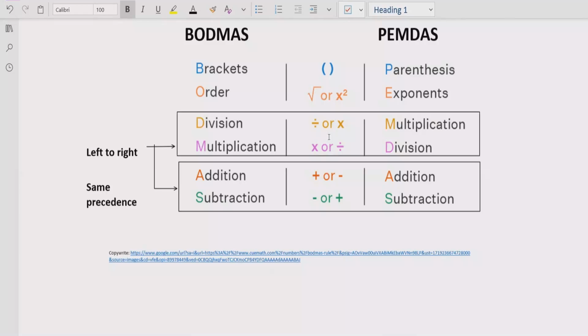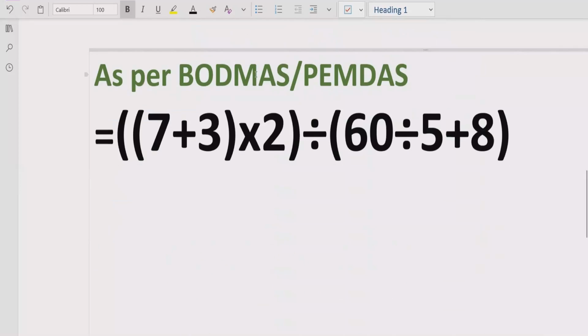Similarly, for addition and subtraction, we have the same rule. We can solve addition first if it is coming first, and we can solve subtraction first if it is coming first. Now move forward to solve the given expression.